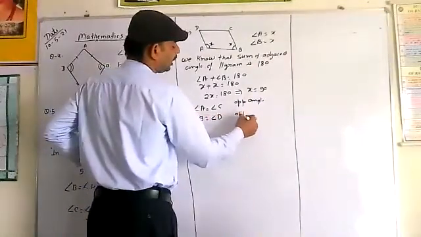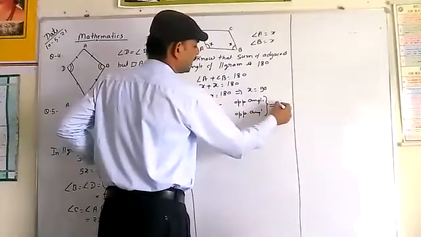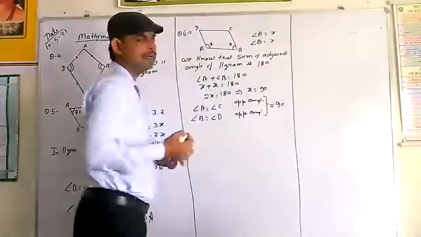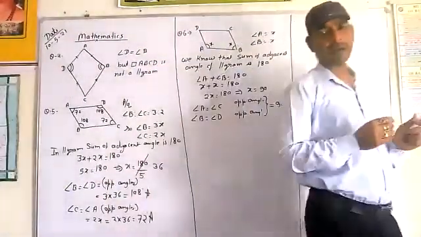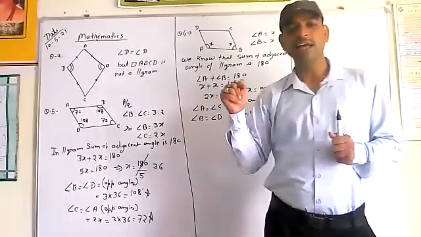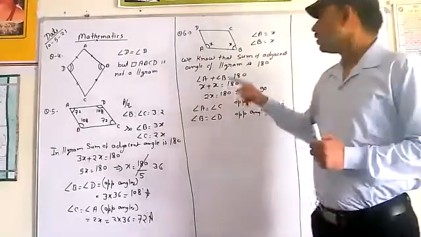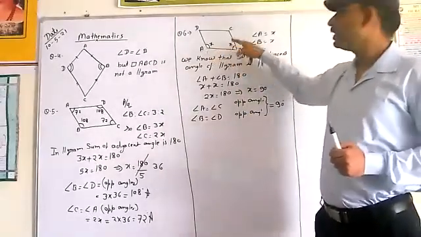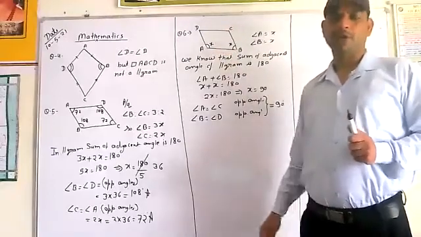ये भी क्या है? Opposite angles. और ये सभी कितने के हैं? 90 डिग्री के. So this parallelogram is a rectangle because each angle measurement is 90 degrees. If A is 90, B is 90, C is 90, D is 90, this quadrilateral is a rectangle.